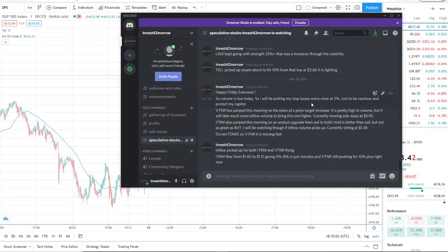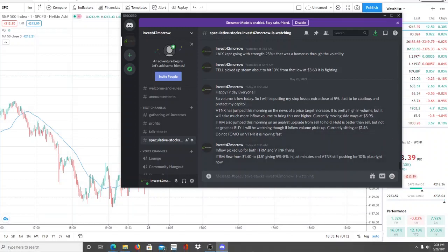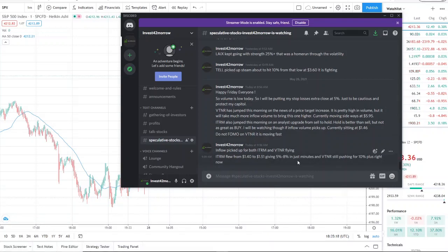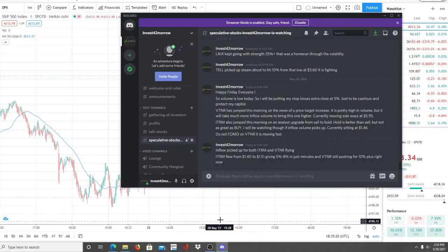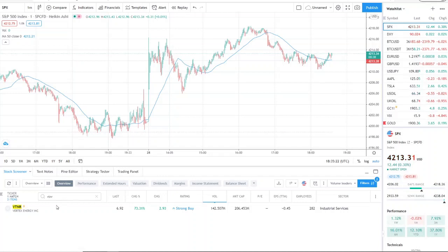I was going to put my stop losses extra close today just to be cautious, because it's Friday, long weekend coming up. The two stocks we watch were VTNR and ITRM. We started watching this one at 595 and this one at 146. They both jumped pretty fast. You could see it down here, but let's look at these charts together because they performed pretty well.